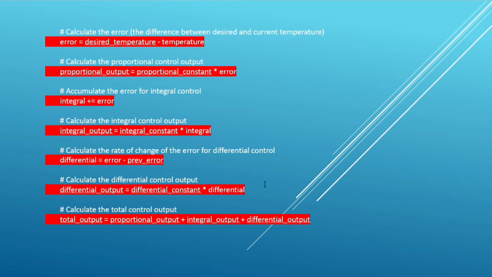The differential output is determined by first determining the rate of change of the error. This is accomplished by taking the difference between the current error and the previous error. This value is then multiplied by the differential constant, K of D, to determine the differential control output. To get the total control output, the proportional, integral, and differential control outputs must be summed.